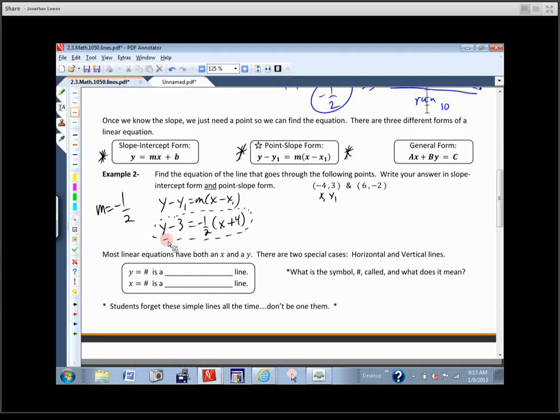That's the right answer. So we're done. If it said leave it in point-slope form, okay, that's just fine. It's in point-slope form. Done right there. If you want to put it in slope-intercept form, then we'd have to distribute through.